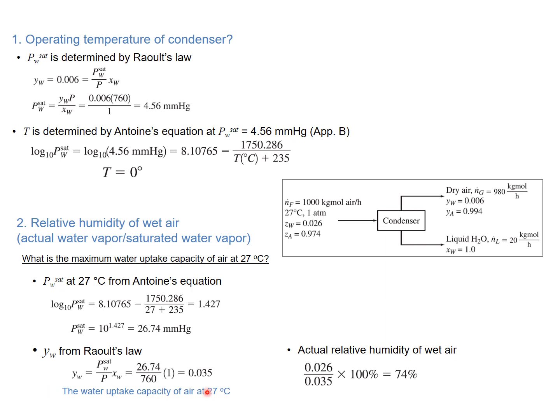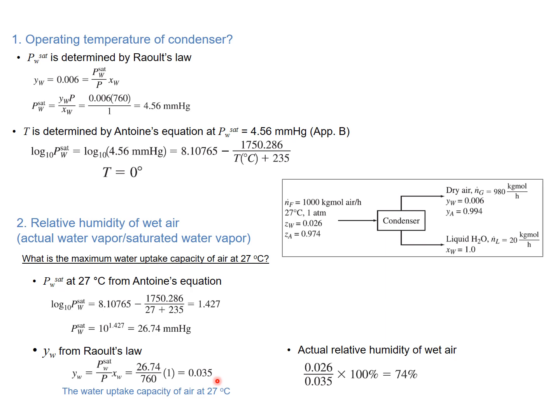So this is Raoult's law again, and saturation pressure comes from the Antoine equation, and right now we are using 1 atm or 760 millimeters of mercury, and water composition is 1. Then 0.035 mole fraction of water is the maximum value of water uptake in air at 27 Celsius degree.